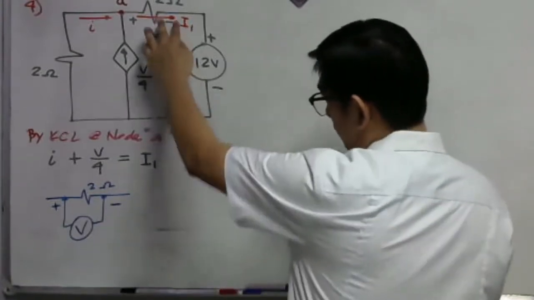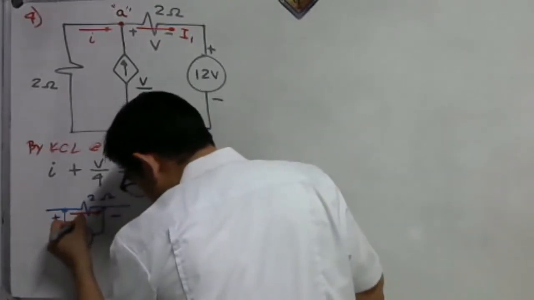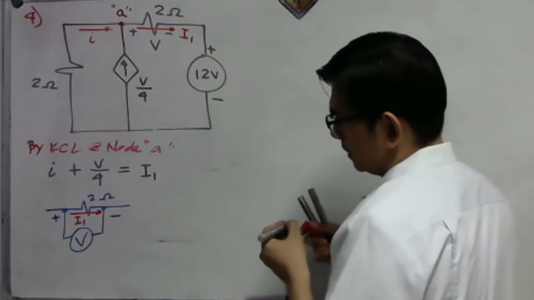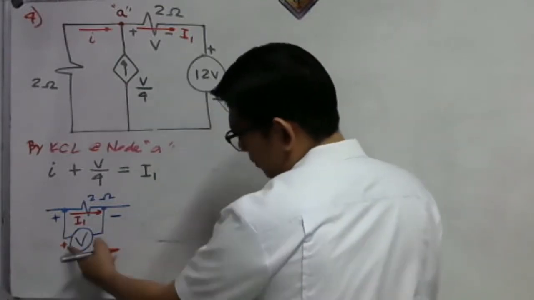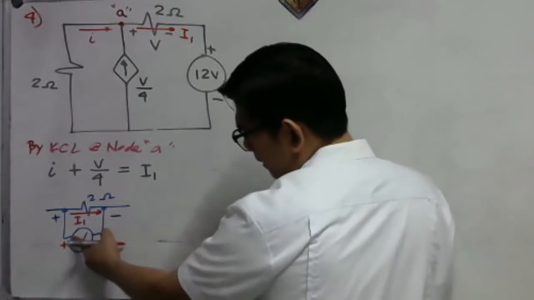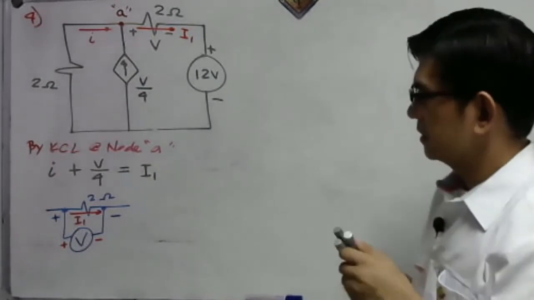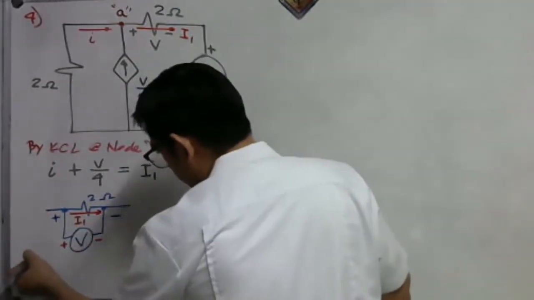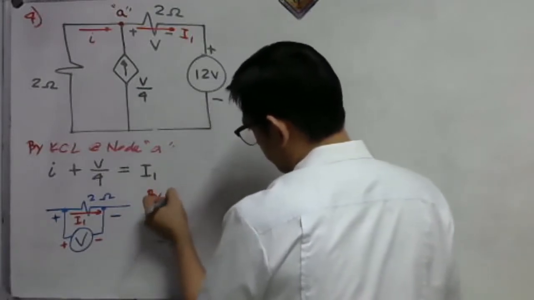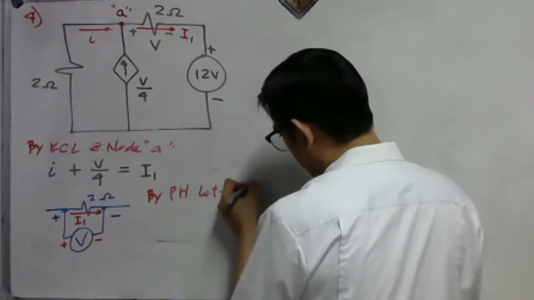So the current I sub 1 here is the current flowing in the 2 ohm resistor. This is the positive terminal of the voltmeter, and this is the negative. So let us use the Powerhouse Let It Flow method.